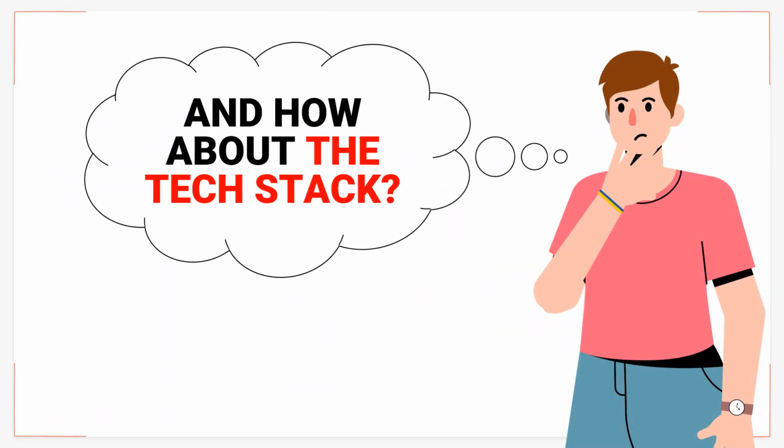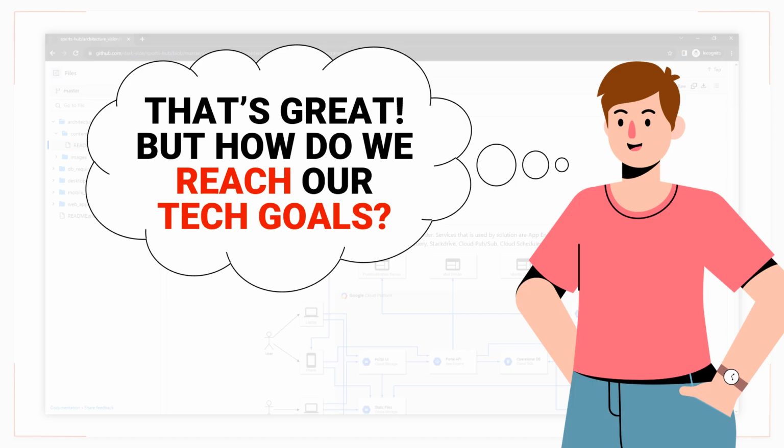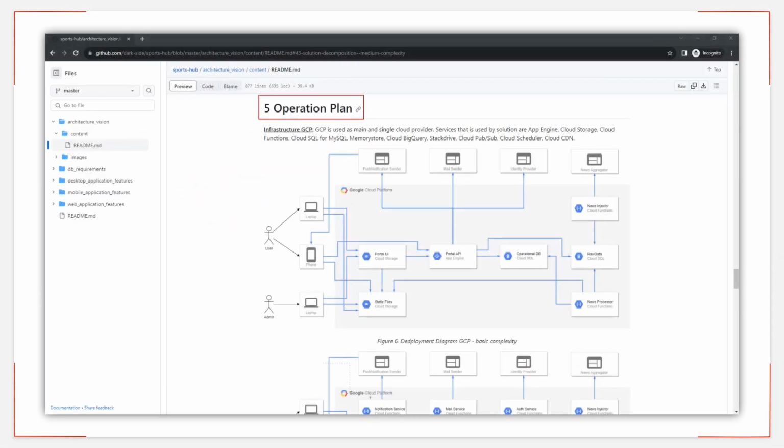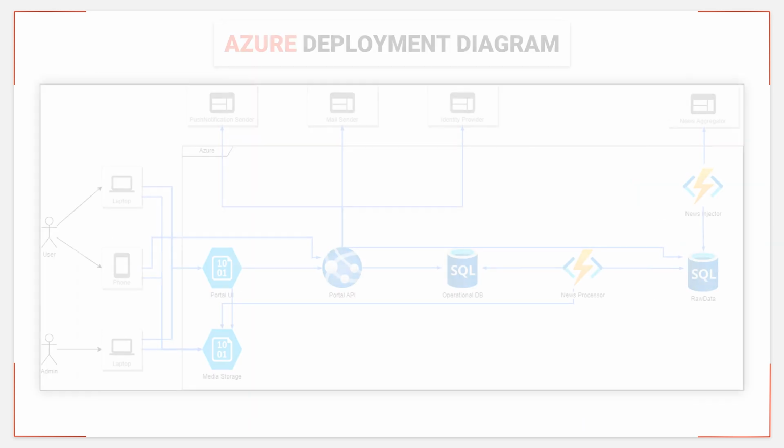And how about the tech stack? The development technology stack, a combination of programming languages, frameworks, tools, and databases used to build a software application, may vary significantly depending on your choice. Okay, that is great. But how will we reach our tech goals? For this, we need an operation plan, or, in other words, a detail-oriented plan that clearly defines how a business will convert strategic goals to technical ones. Here, for example, you can see our deployment diagrams for GCP, AWS, and Azure.